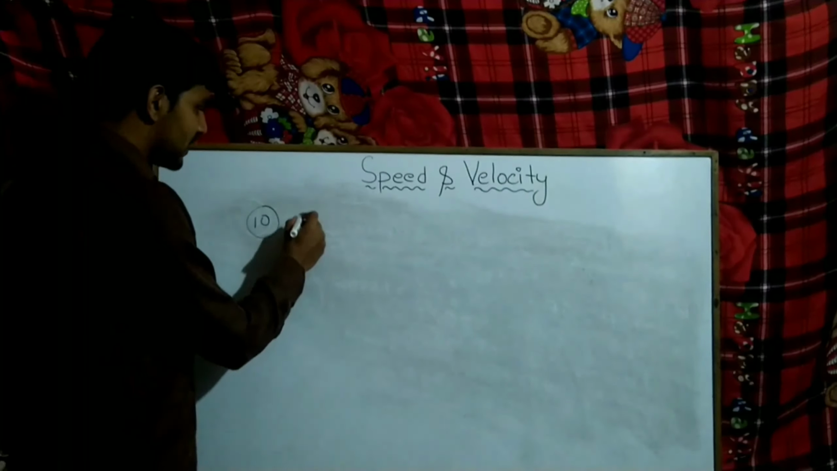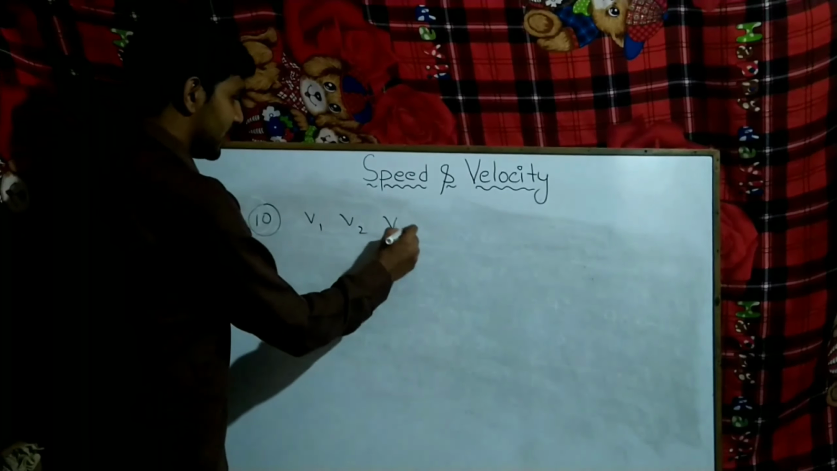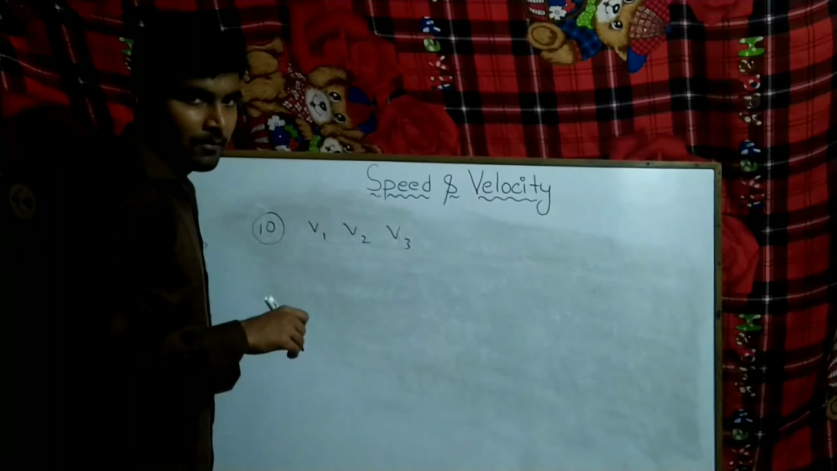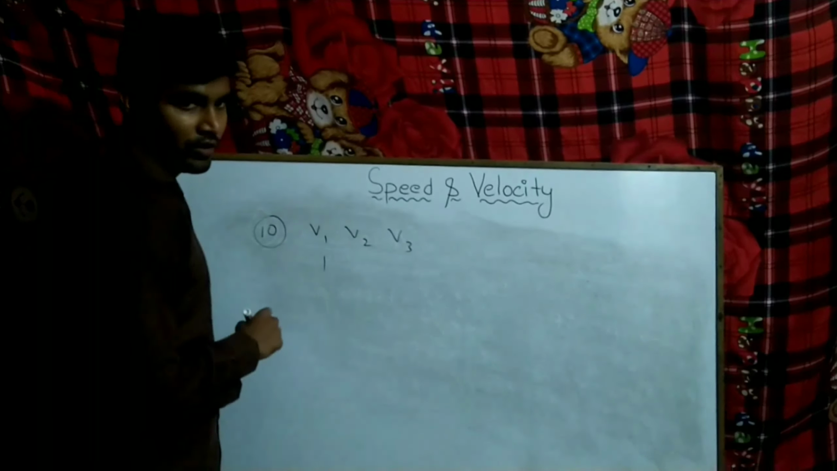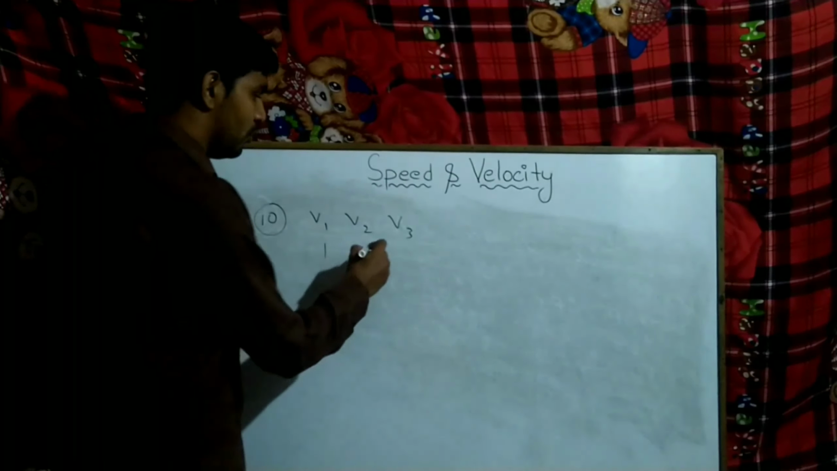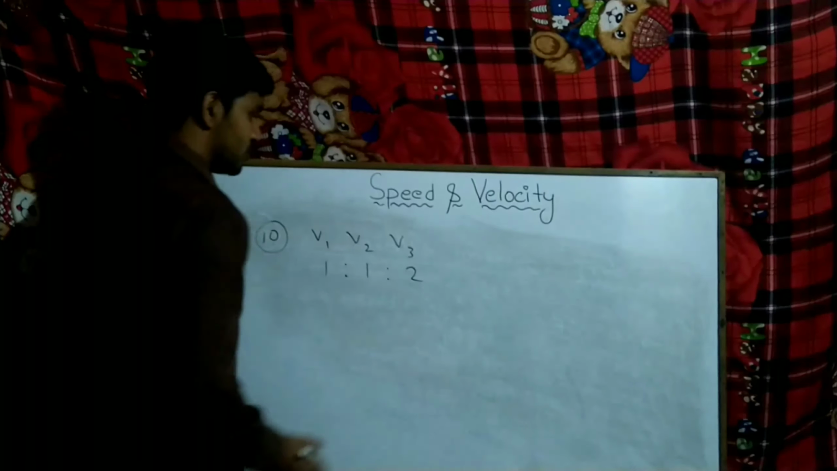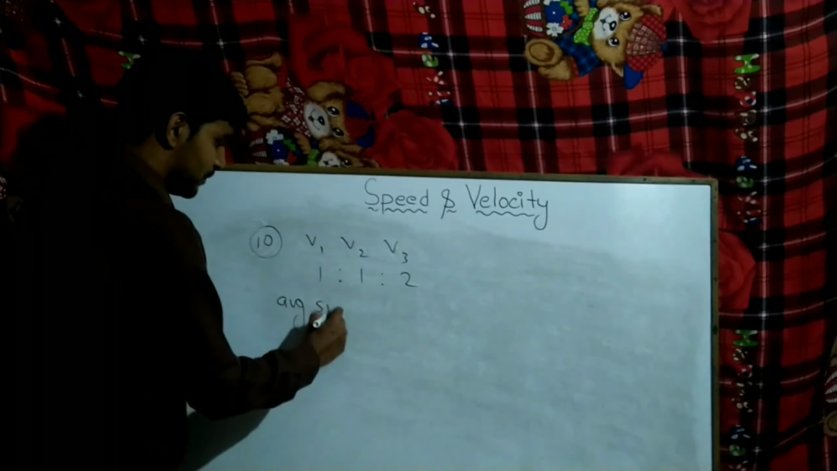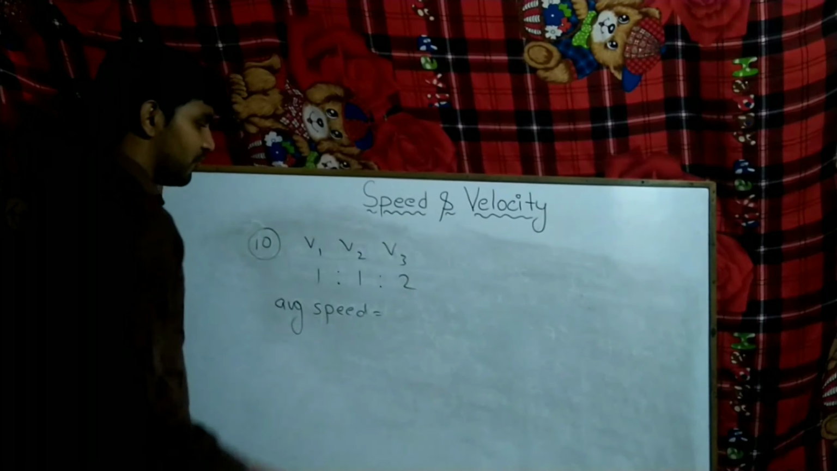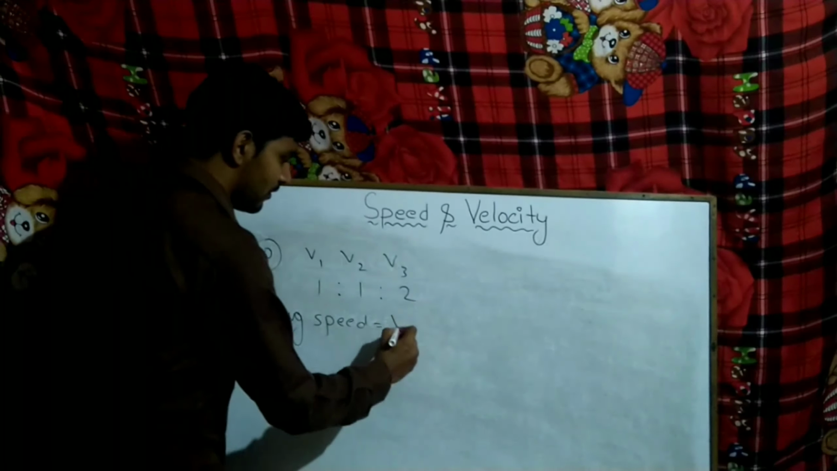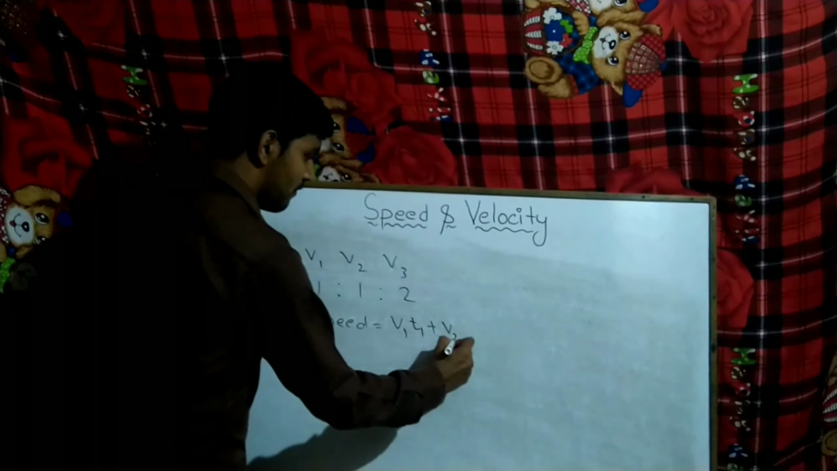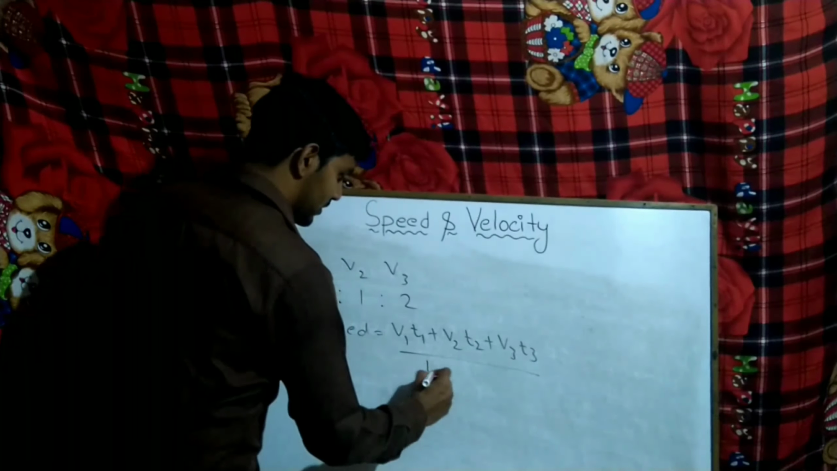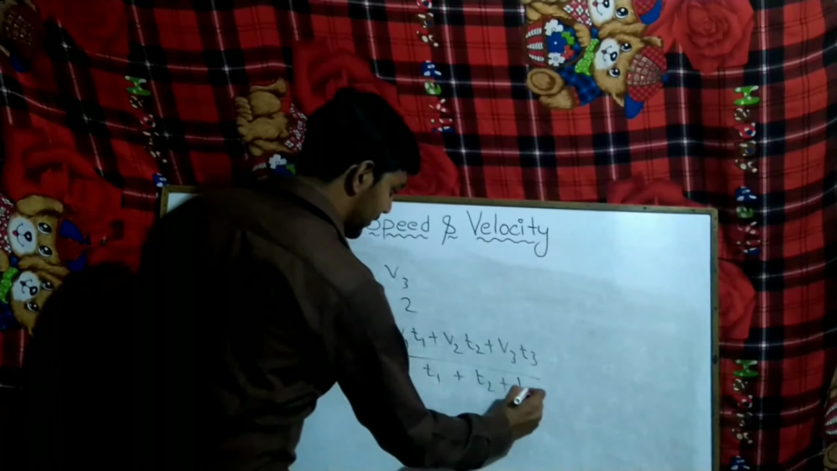Say if speeds are given as V1, V2, V3 and the times are given in ratios. Times given in ratios means, for example, 1, 1, 2. So how to find the average speed? Already I told you, average speed is equal to, if speed and time are given, (V1 T1 plus V2 T2 plus V3 T3) by (T1 plus T2 plus T3).